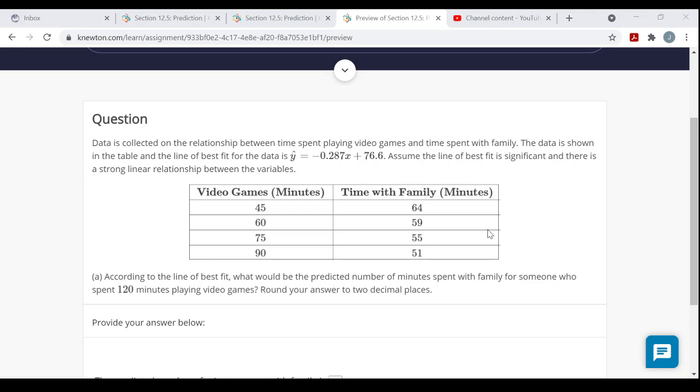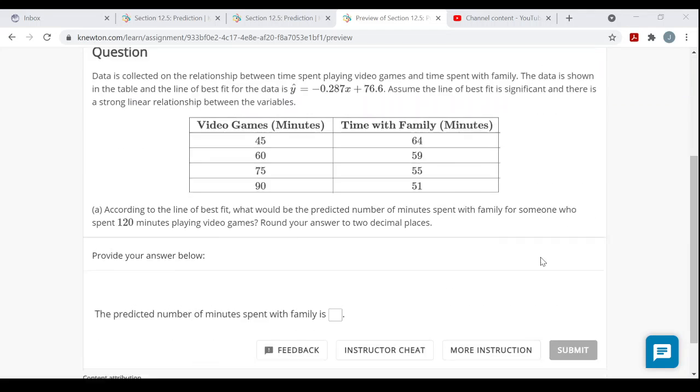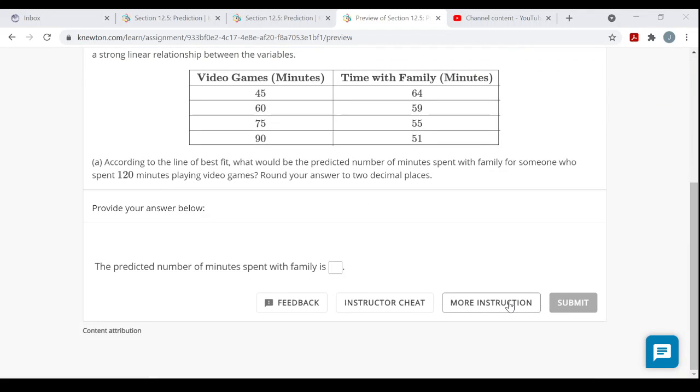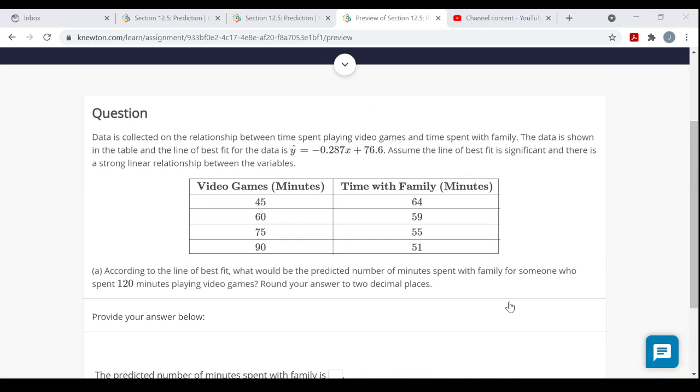If you want to see more about it, the notes I went over and all that stuff, click on More Instruction. Look at their notes, their examples, their videos, and hopefully those help you out.